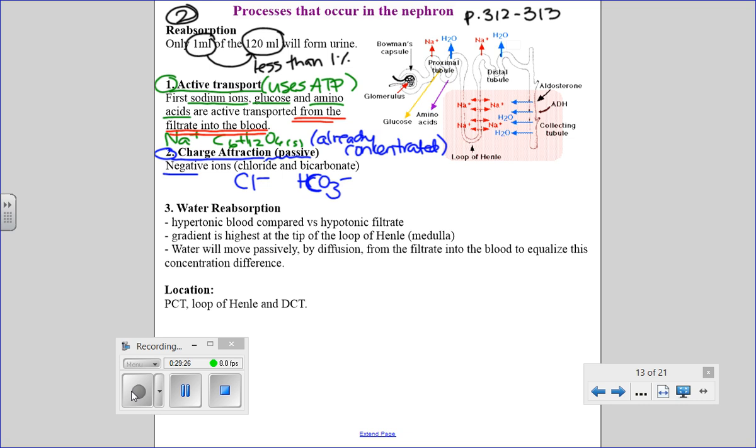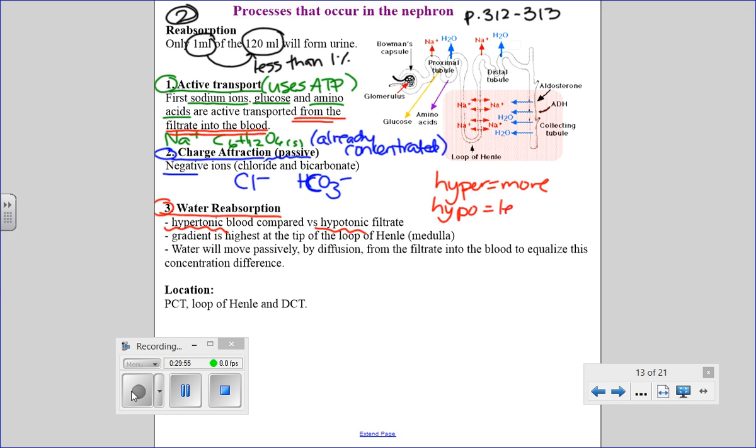The third thing that's happening is water reabsorption. This is also a passive process. Now I'm going to put some words here. Well, there's some words here. Hypertonic and hypotonic. You might recall learning, again, in Science 10. Hyper means more.